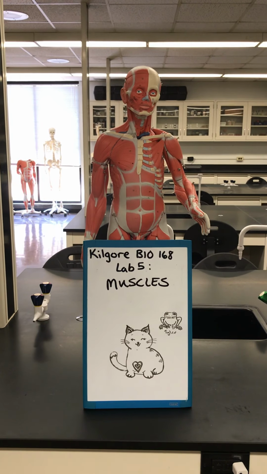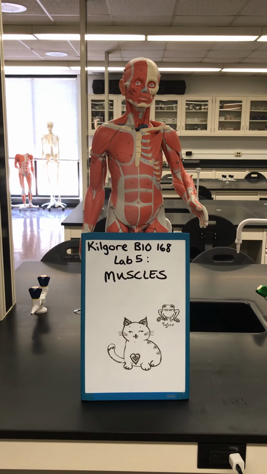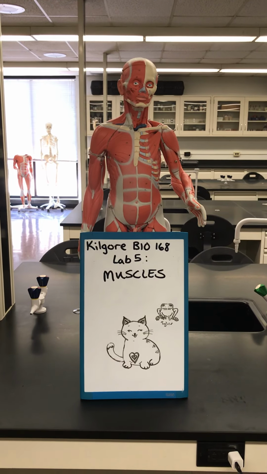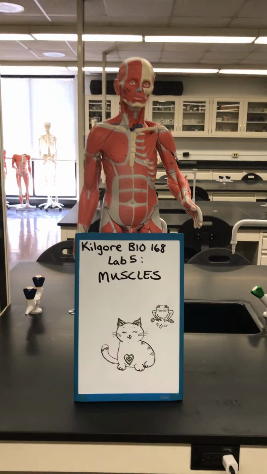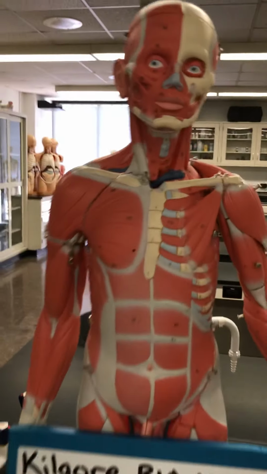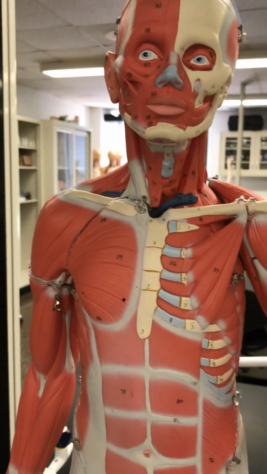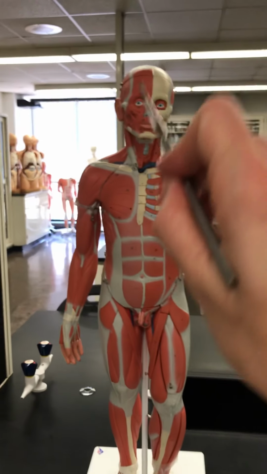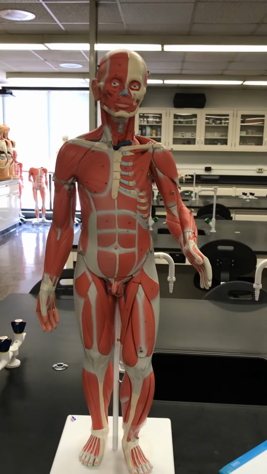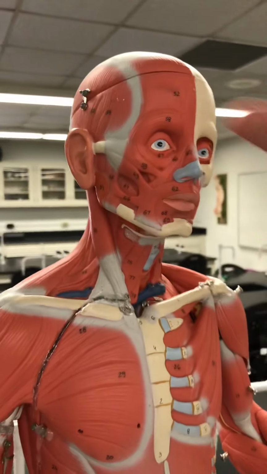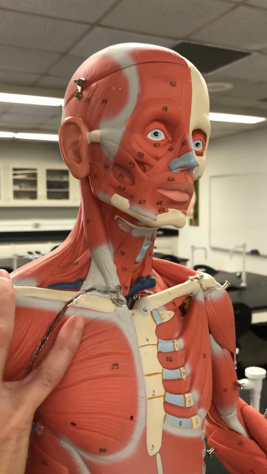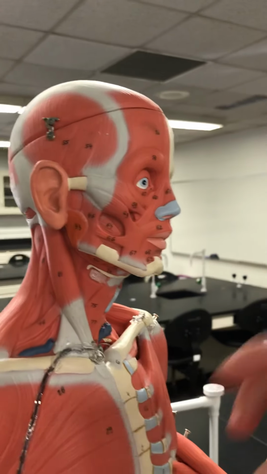In this video, I'm going to go through all the muscles for you that you will need to identify and also to help you with Lab 5. So remember that there are the axial and the appendicular divisions of the body. So we're going to start with the head area of the axial division. So remember that's cephalic area.